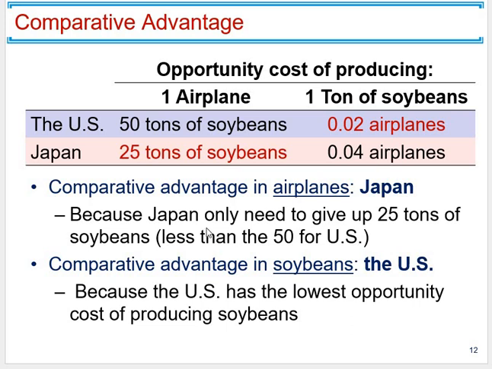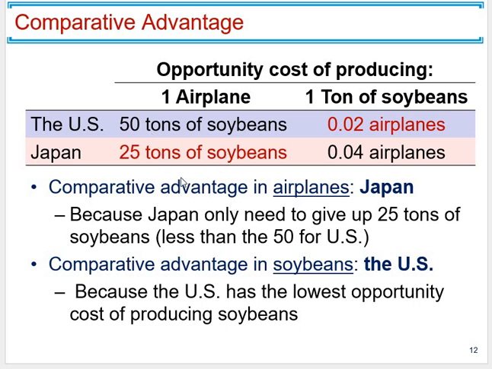Okay, so now let's consider within each industry. Basically in this world, there are only 2 economies and only 2 industries. One is the airplane industry, the other is the soybean industry, right? So in the airplane industry, we're looking at this column here. Whoever has lower opportunity cost will be considered to have a comparative advantage.